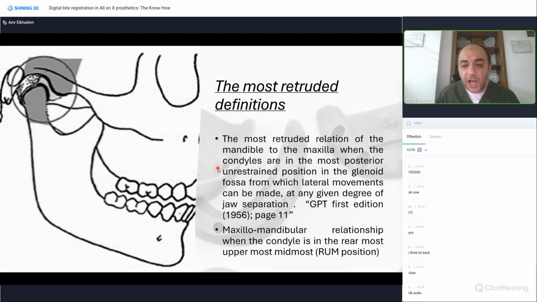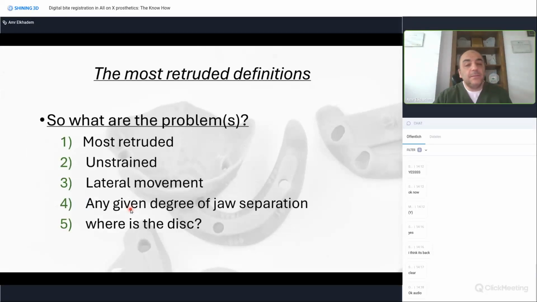And they are calling it the unstrained position. This definition was there from like the 50s up to the 80s. And the definition had a lot of problems because they were telling us to push the condyle to the most posterior point, the most retruded, but it has to be unstrained, not to put pressure on the posterior elastic ligaments.